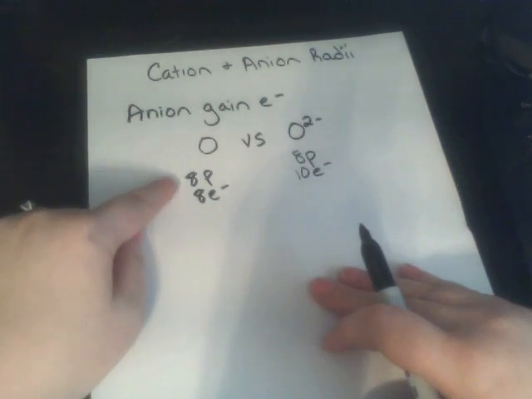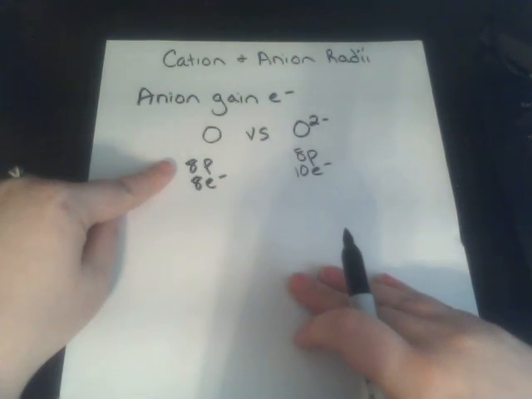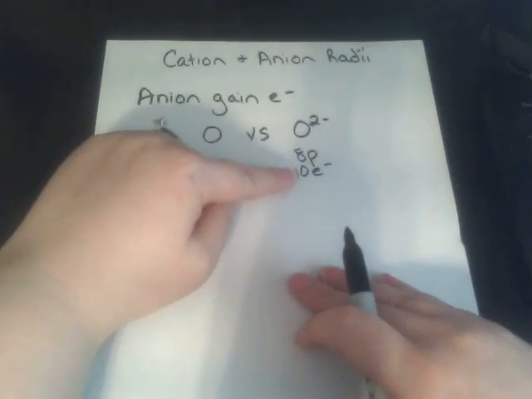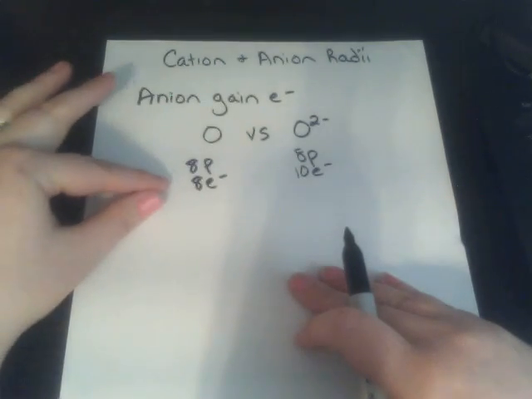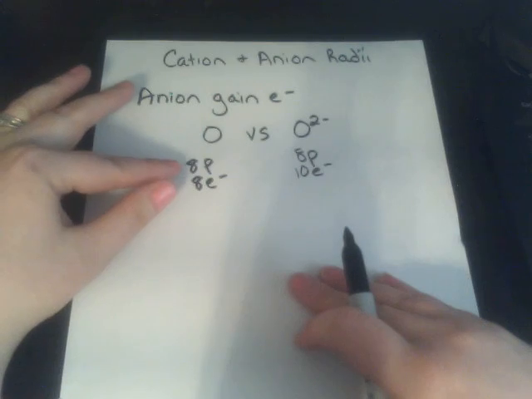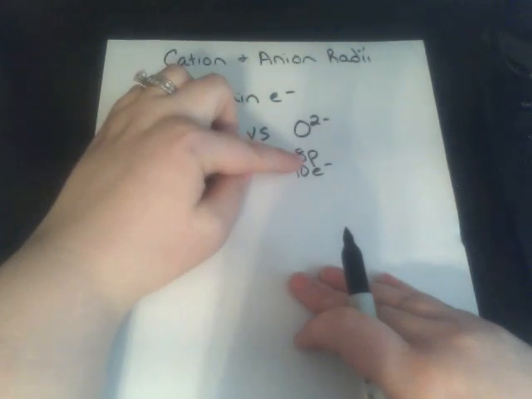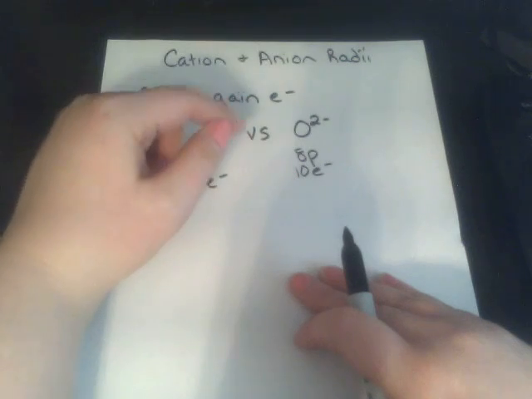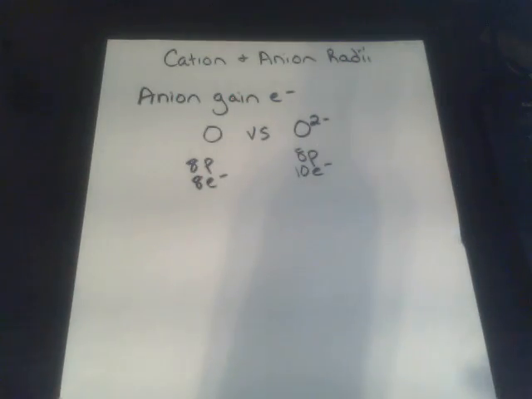So let's think about this for a second. They have the same number of positive charges in the middle, pulling on 8 electrons, and this one's pulling on 10 electrons. Which one is going to have a less strong grasp? 8 protons, 8 positive charges pulling on 10 negative charges, that's not going to have as tight of a hold.